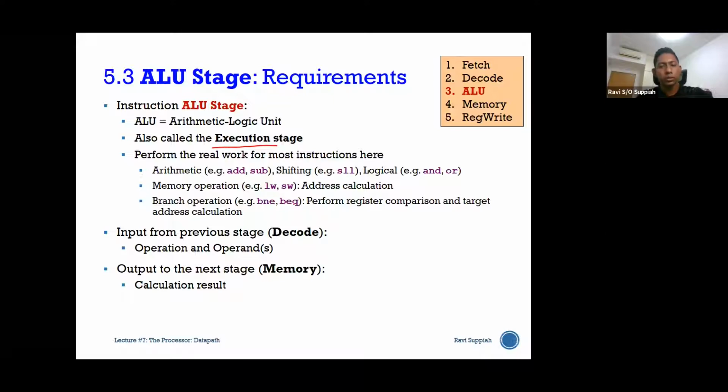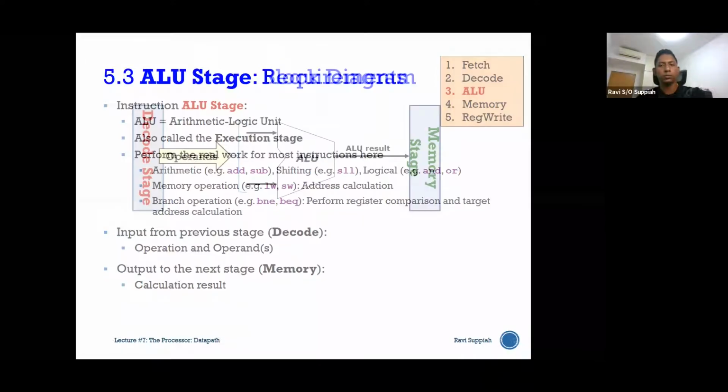Okay, so when you say correct execution, it could be performing the addition or subtraction or shifting or logical operations, or performing the address calculation to perform the correct memory access later on, or it could also be making the decision for some branching operation. The previous stage is the decode, and the next stage is the memory stage. So let's look at the ALU.